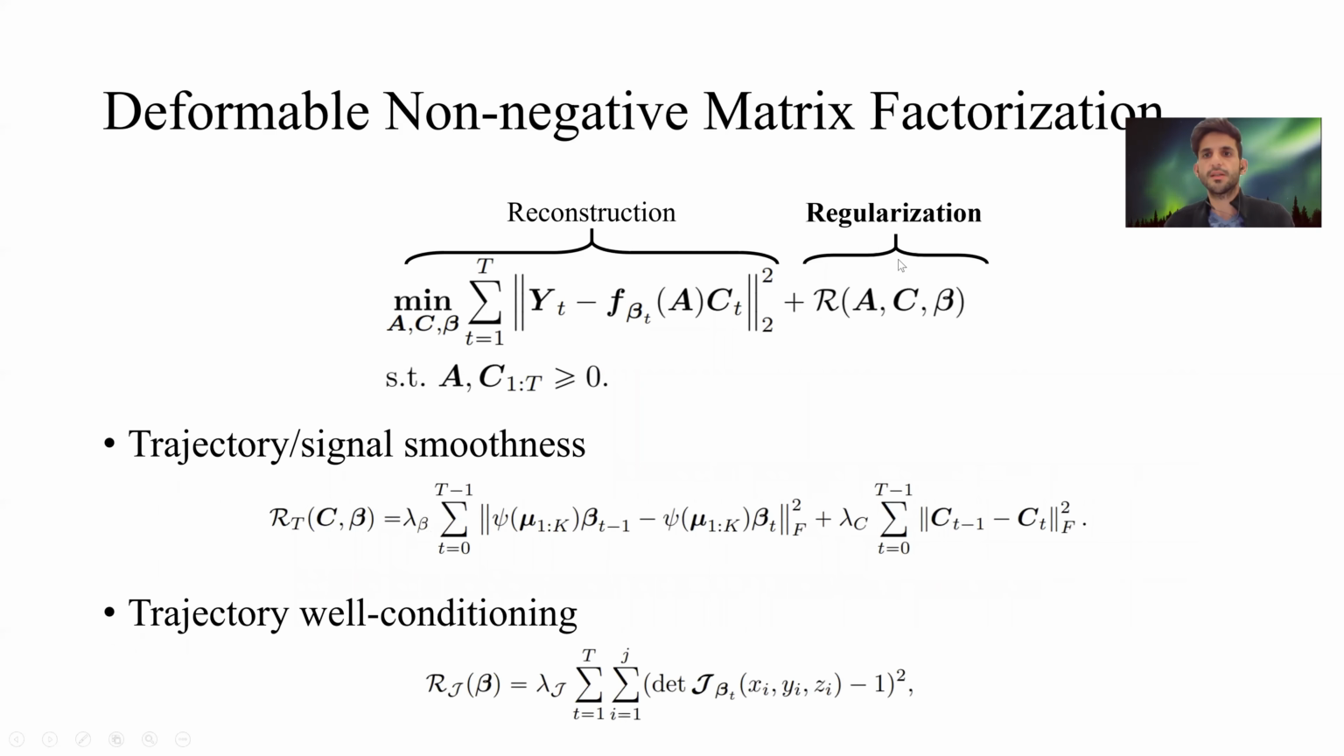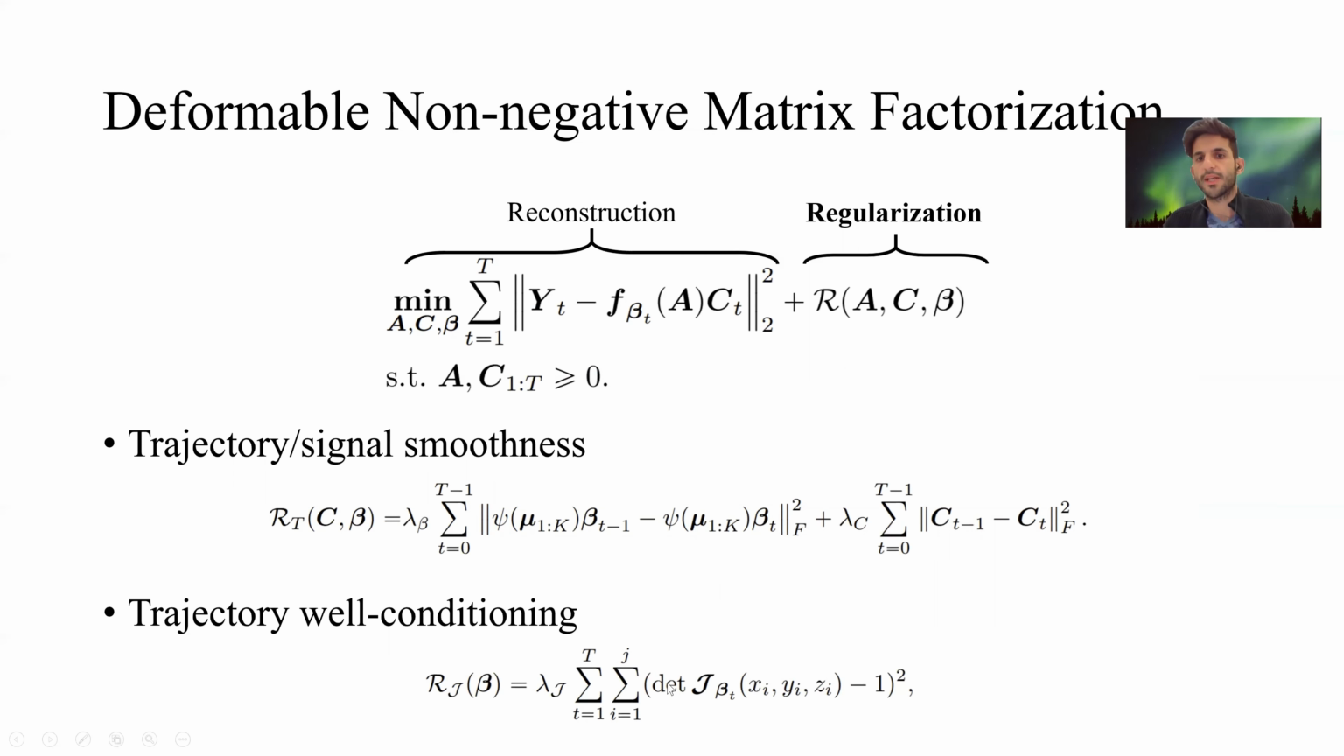The regularization is added to the cost function to ensure certain properties of the parameters. First, we want to ensure the smoothness of the trajectories and signals. So we added the square root of the difference between the cell centers in consecutive time points and the signals in consecutive time points to ensure the smoothness. We further added a function of the determinant of the Jacobian of the transformations. So the closer the determinant of the Jacobian is to 1, the more realistic the transformations will end up.